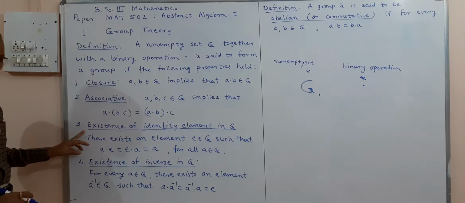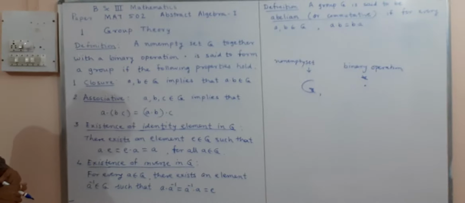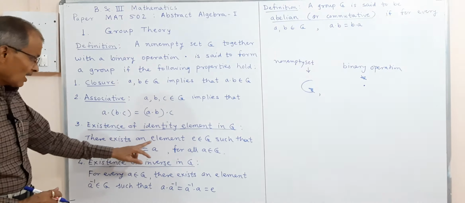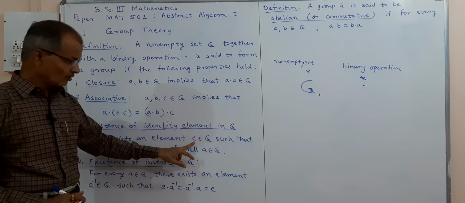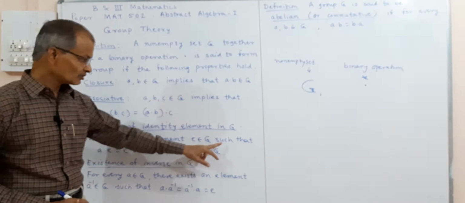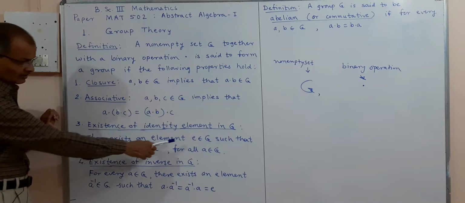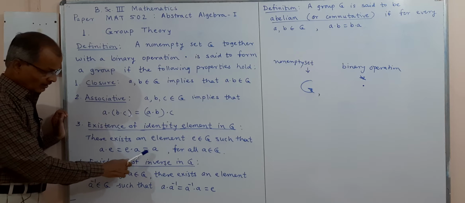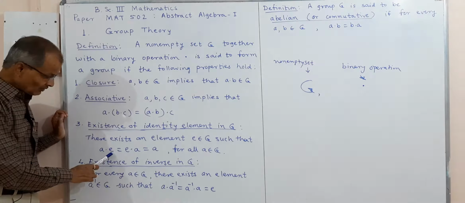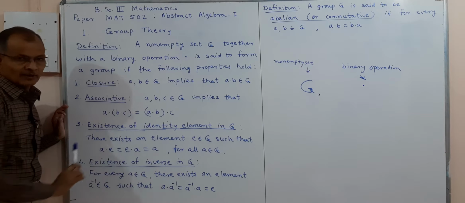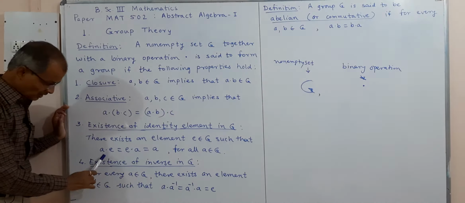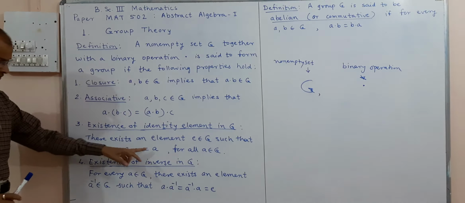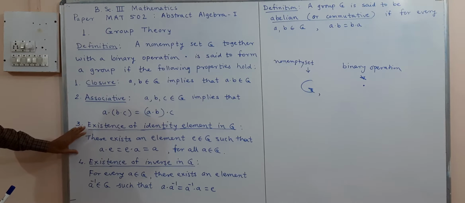The third property is existence of an identity element in G. There exists a special element in the set, which we denote by small e, belonging to G, such that a dot e is equal to e dot a is equal to a. So composition with the identity element gives the same element. That is the meaning, and this is commutative: a dot e must be equal to e dot a, and that is equal to a. This is the meaning of identity element.